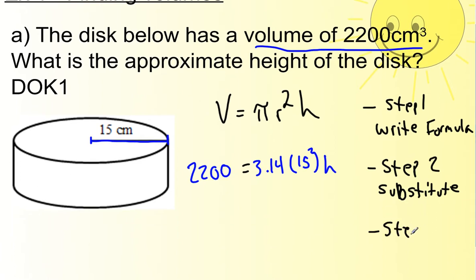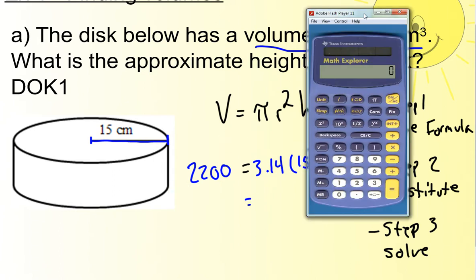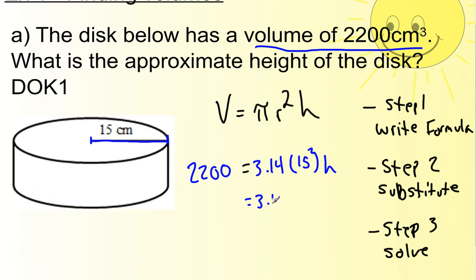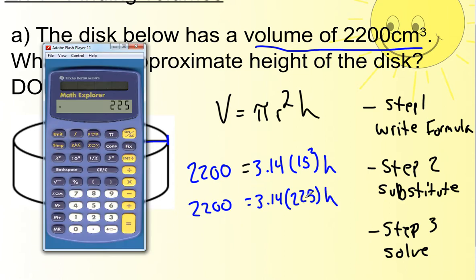Step 3. Solve. Now you find what h is. You do the math. So we're going to simplify as much as we can. So I'm going to take 15 squared. Calculator. It's 225. 15 times 15 is 225. So 3.14 times 225 times h is 2200. Order of operations. So we did exponents first. Now we're going to multiply. So take that times 3.14 equals 706.5.